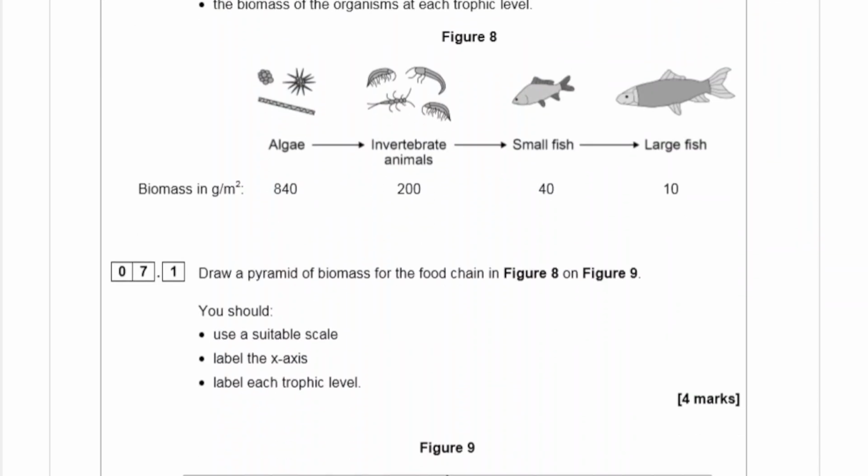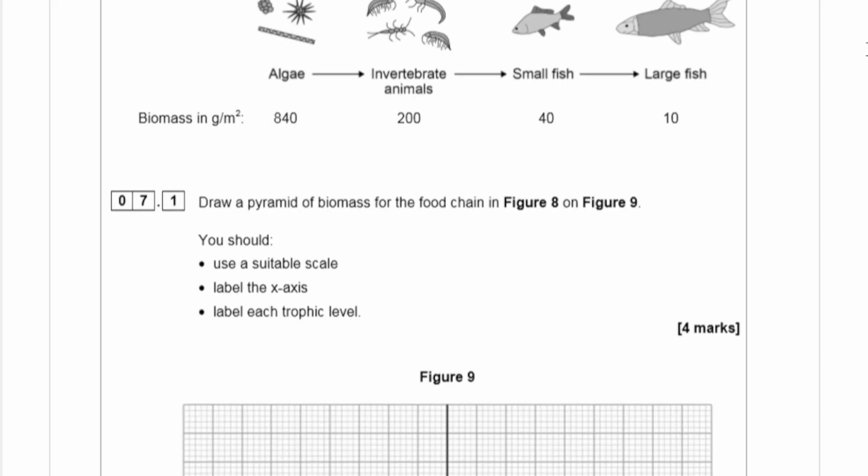So you've got algae with a biomass of 840, which is eaten by the invertebrate animals such as krill and all kinds of things, with a biomass of 200. Those are eaten by the small fish with a biomass of 40, which are eaten by the large fish with a biomass of 10. Now the question is asking, draw a pyramid of biomass for the food chain in figure 8 on figure 9.